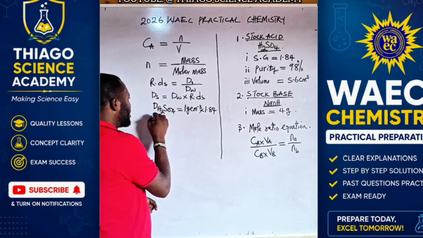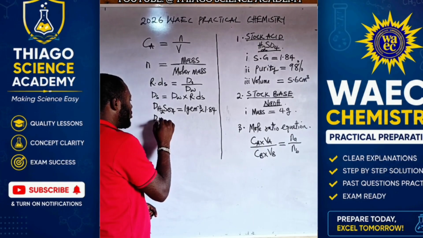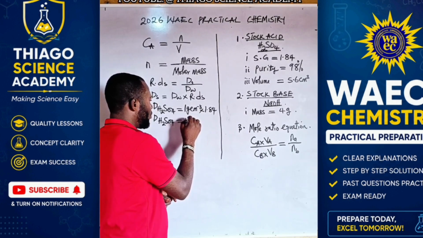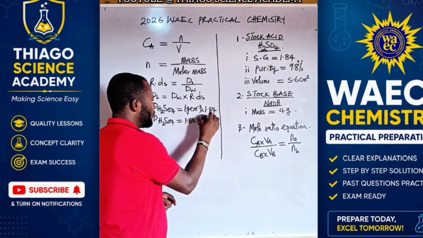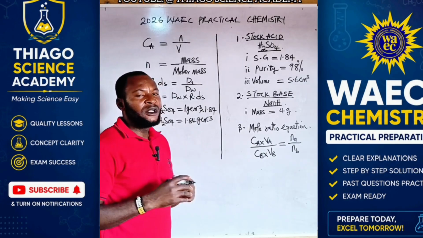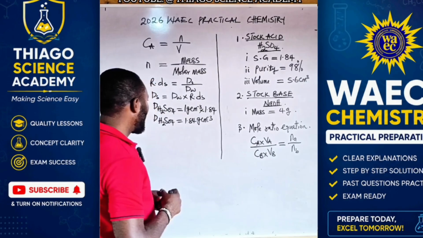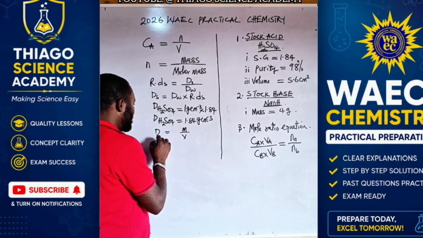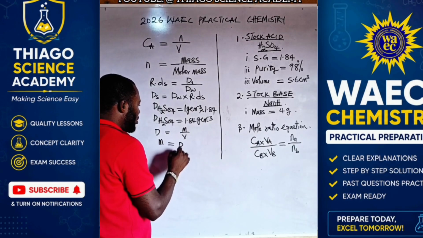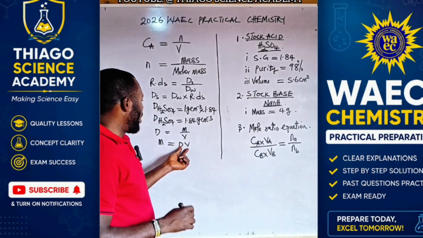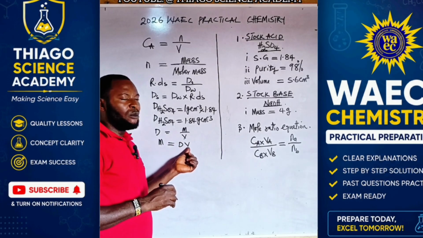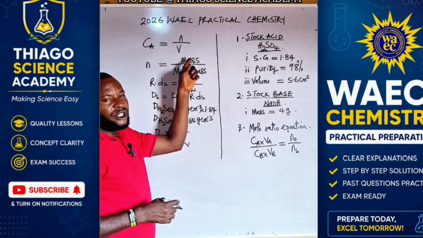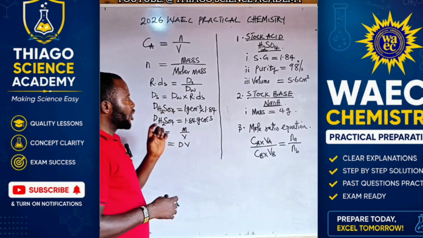The relative density is 1.84. So the density of H2SO4 that we are going to use in the titration is 1 multiplied by this, which still gives us 1.84 grams per cm cube. So this is the density of H2SO4 required. Now, density is equal to mass all over volume. So if you make mass the subject of the formula, you multiply density by volume. When we multiply the density of the acid by the volume of the acid, we get the mass of the acid. And mind you, this mass is going to be the mass of pure H2SO4.